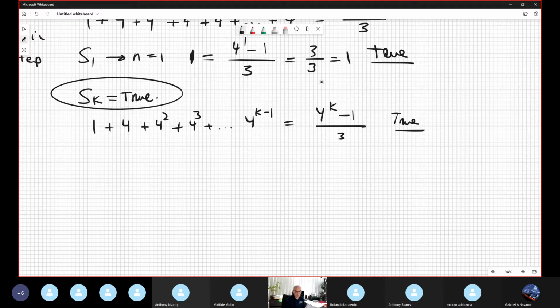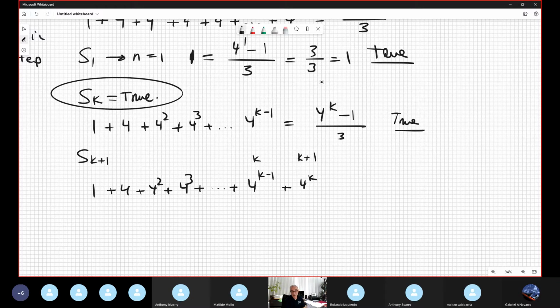Okay, so what is the statement for k plus 1? Well, 1 plus 4 squared plus 4 cubed plus... I recommend you copy this exactly the same, because it's important to understand this. And you copy the next. No equal. Include the next. What is the next? Well, the next is 4 to the k, I guess, because this is for k plus 1. This is also for k.